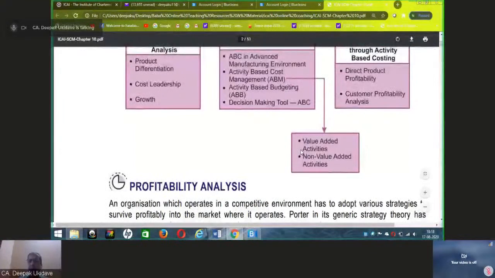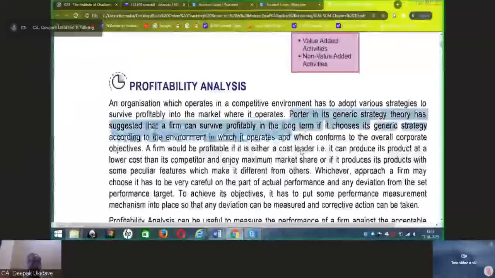I will highlight this line, Michael Porter's sentence. Michael Porter, in his generic strategy theory, has suggested that a firm can survive profitably in the long term if it chooses its generic strategy according to the environment in which it operates and which conforms to the overall corporate objective. Mr. Michael Porter has talked about two things. A company can achieve profitability in the long term, sustainable profit in the long term, if it chooses a generic strategy according to the environment in which it operates.